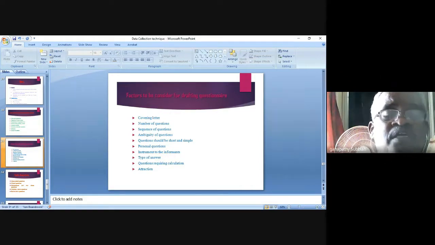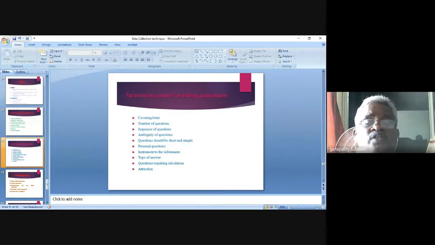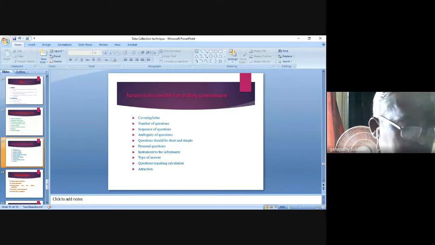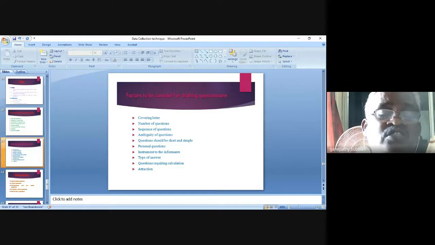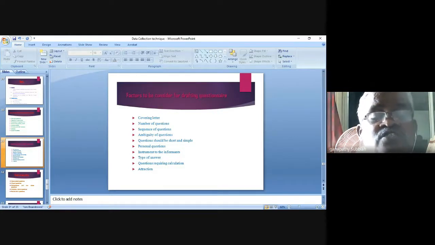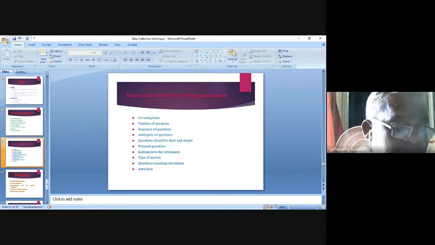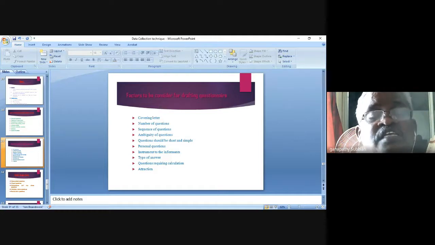Then another important factor, instruction to the informant. The questionnaire should provide the necessary instructions to the informant: how to fill in the questions, and what the required data are for the questions. This information should be there in the instructions in the structured questionnaire.